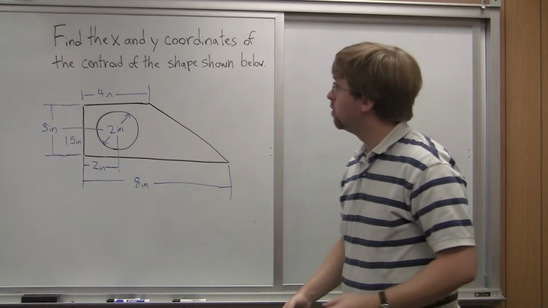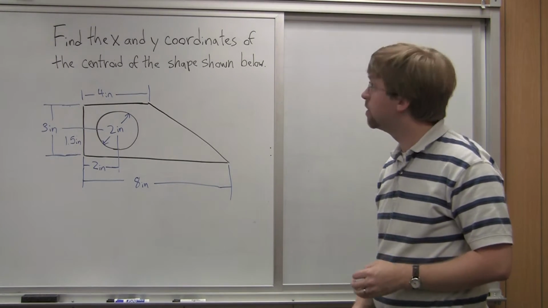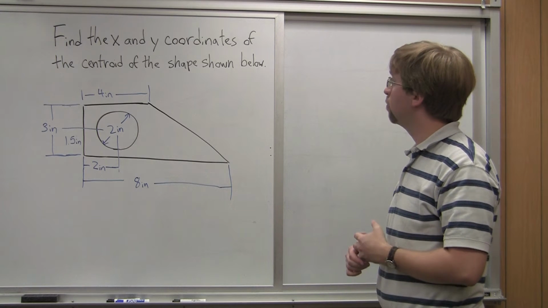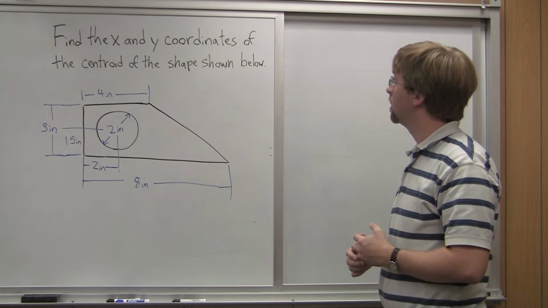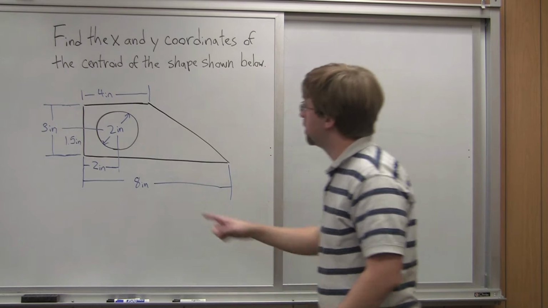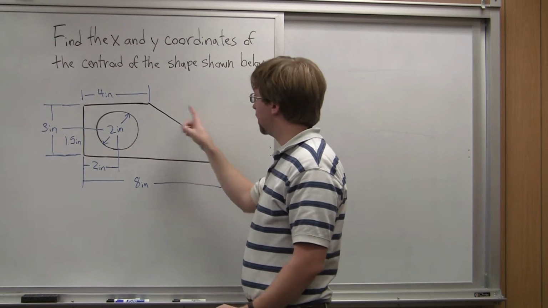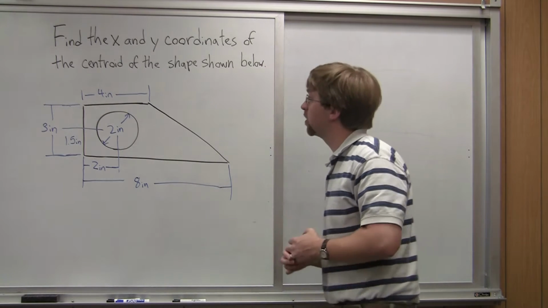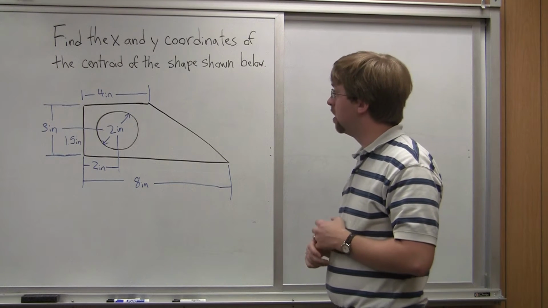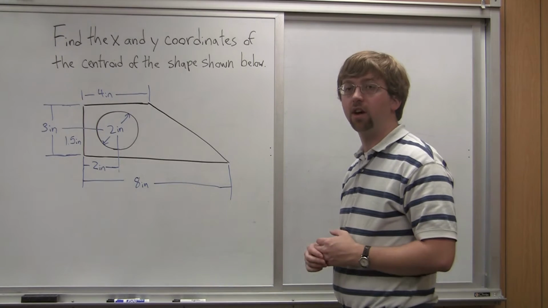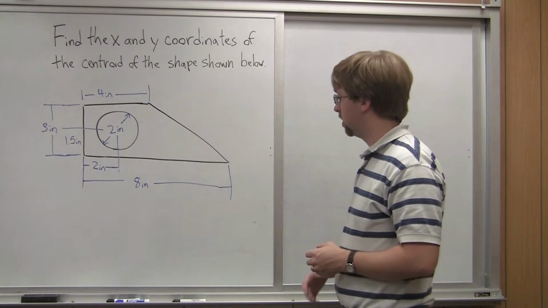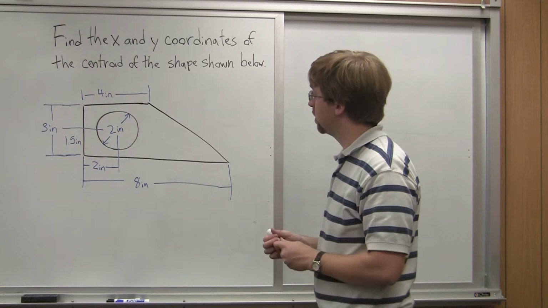Hello, for this problem, we've got a complex shape. We're asked to find the x and y coordinates of the centroid of the shape shown below. We've got a rectangular section with a circular cutout, and there's this triangular section over here. So we're going to use the method of composite parts to find the x and y coordinates of the centroid in terms of our coordinate system.